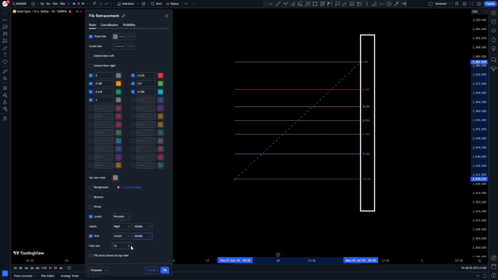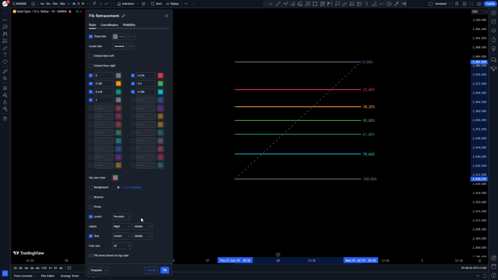For better visibility, increase the font size to 20 by selecting the drop-down menu under Font Size. The numbers will now be larger and easier to read. Thicken the lines by selecting the thickest line option under Levels line. Changing the colors of the Fibonacci lines is optional, but I prefer to do so for better distinction.